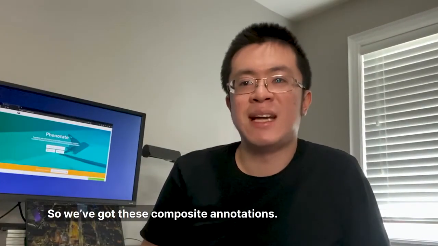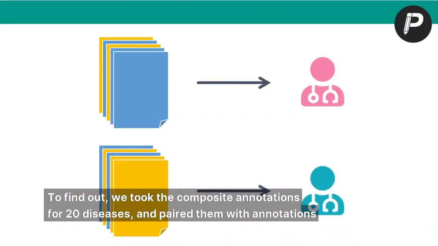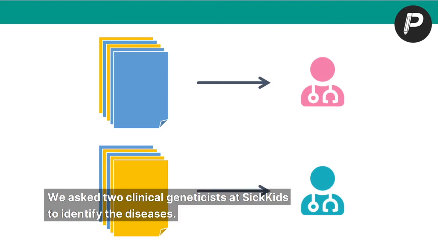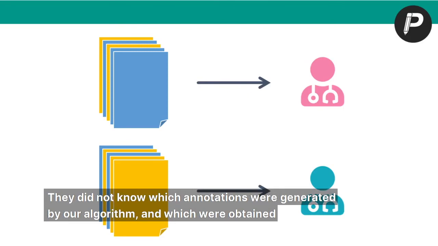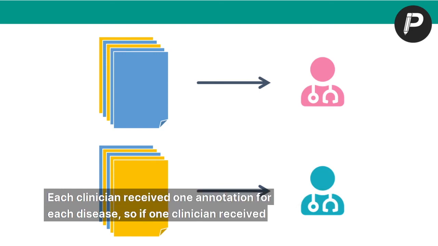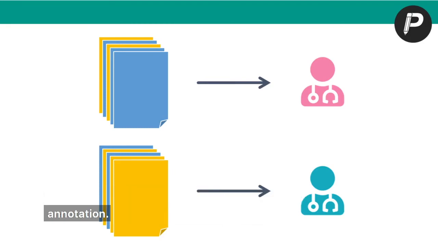So we've got these composite annotations. Are they useful for clinical applications? To find out, we took the composite annotations for 20 diseases and paired them with annotations for the same diseases from other sources. We asked 2 clinical geneticists at SickKids to identify the diseases. They did not know which annotations were generated by our algorithm and which were obtained from other sources. Each clinician received 1 annotation for each disease, so if one clinician received the composite annotation for Marfan syndrome, the other clinician would receive this other annotation for Marfan syndrome.